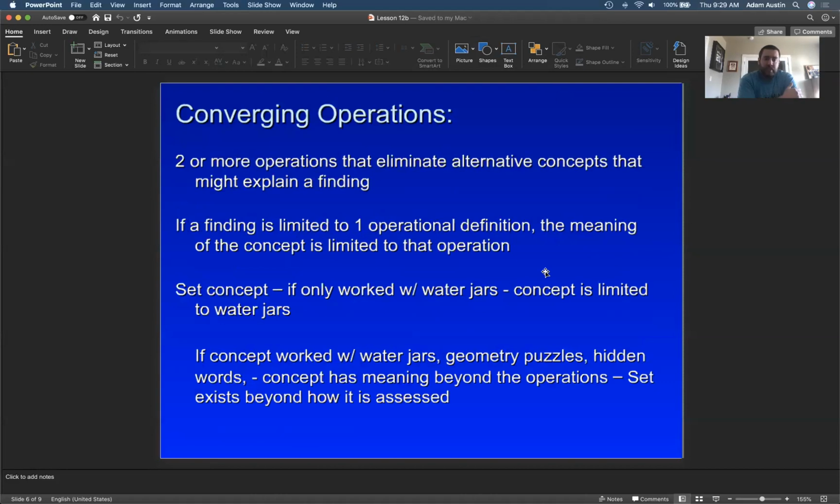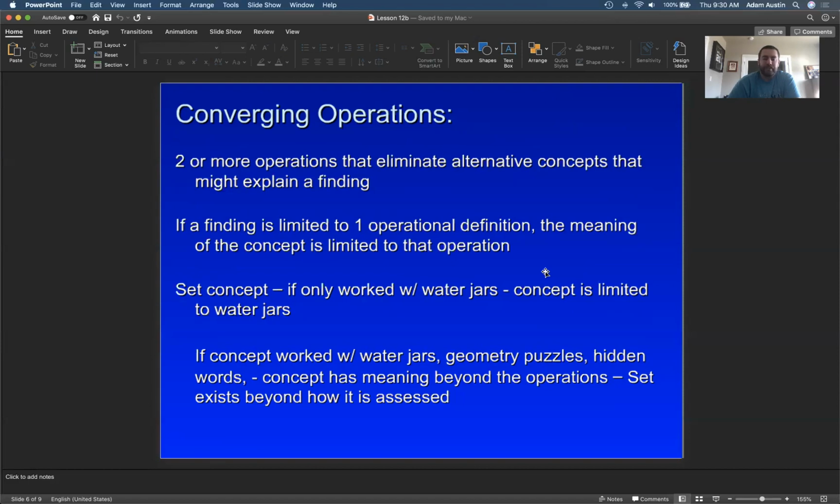And then converging operations: two or more operations that eliminate alternative concepts that might explain a finding. So if a finding is limited to one operational definition, the meaning of the concept is limited to that operation. Say, if you only worked with water jars, the concept is limited to water jars.